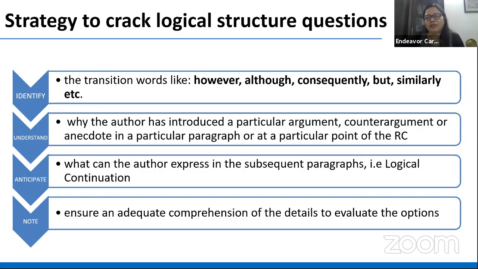Of course, anticipation. What is to anticipate? To expect what he might logically say later. After all these paragraphs, how is he going to take this ahead? And note that you must have an adequate comprehension of all these details to ensure that you are choosing the correct options. So I have to read carefully, and while reading, I must follow the various details. All right, this is very, very important.